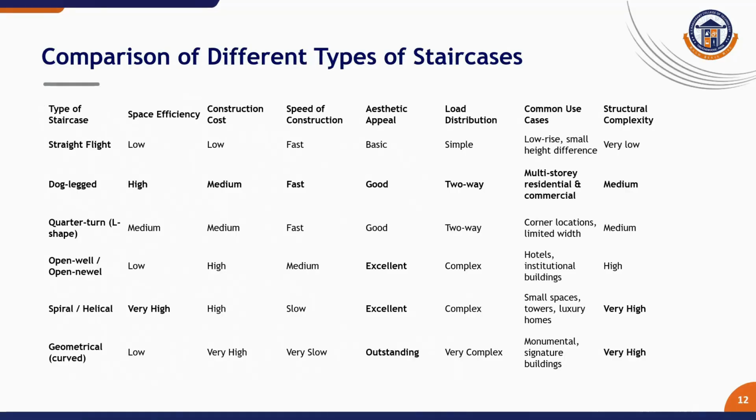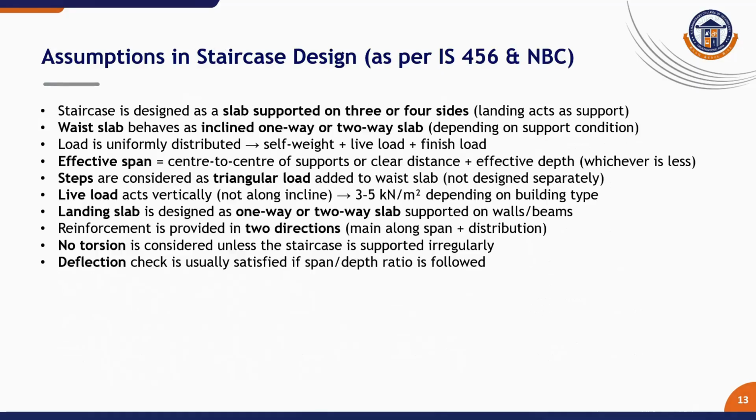This is the comparison of the different types of staircases: straight flight, dog legged, quarter turn L shape, open well, open L, spiral, helical, geometrical curved. These are all the assumptions in the staircase as far as IS 456 and NBC are concerned.